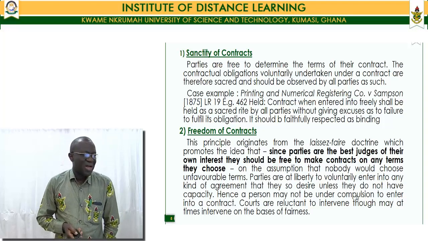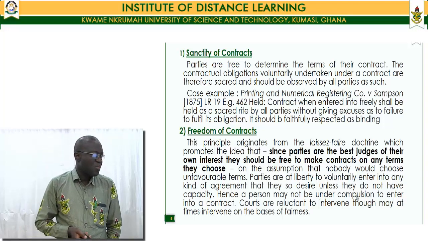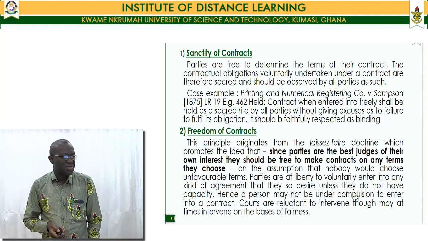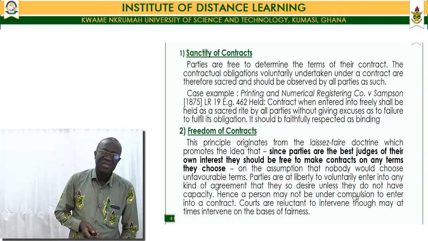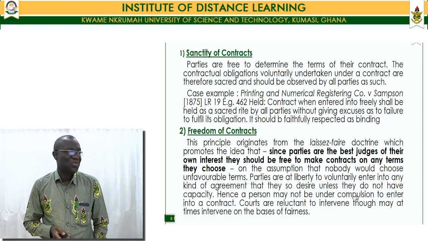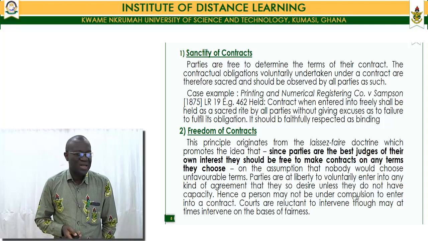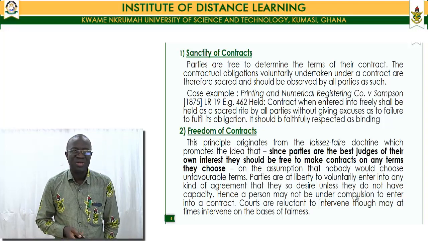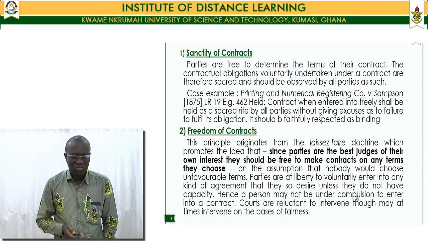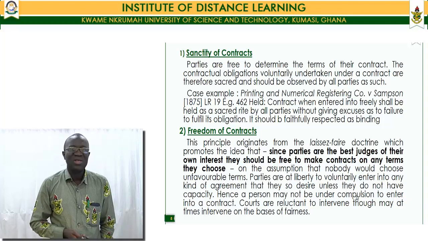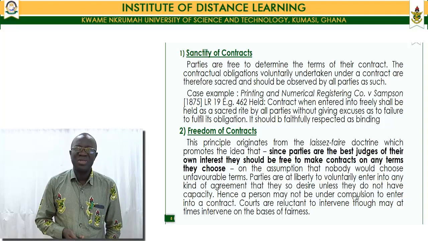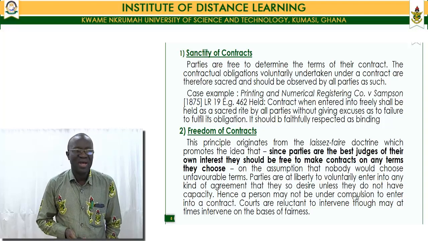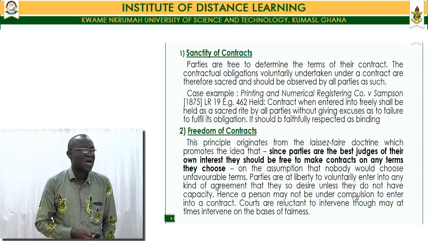The courts are reluctant to intervene, though they may at times intervene on the basis of fairness. So you have to write your own contract. It's not the court that is going to write the contract for you, but you must do it freely and willingly, into any area that is not prohibited by law in Ghana. You are at liberty to enter into that agreement, or where the agreement is not illegal or does not border on illegality or prohibited actions or relations in Ghana, then you are free to enter such an agreement.